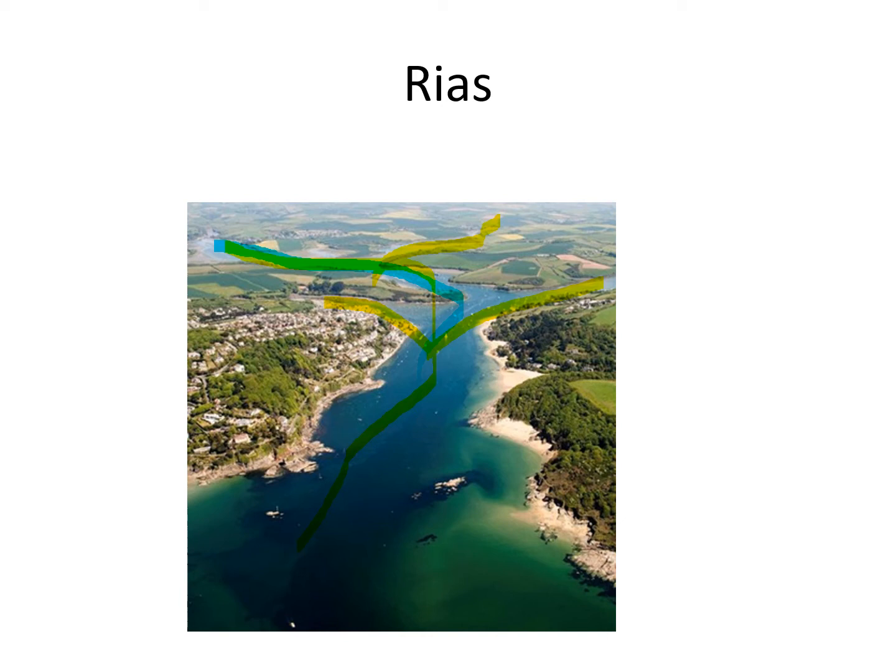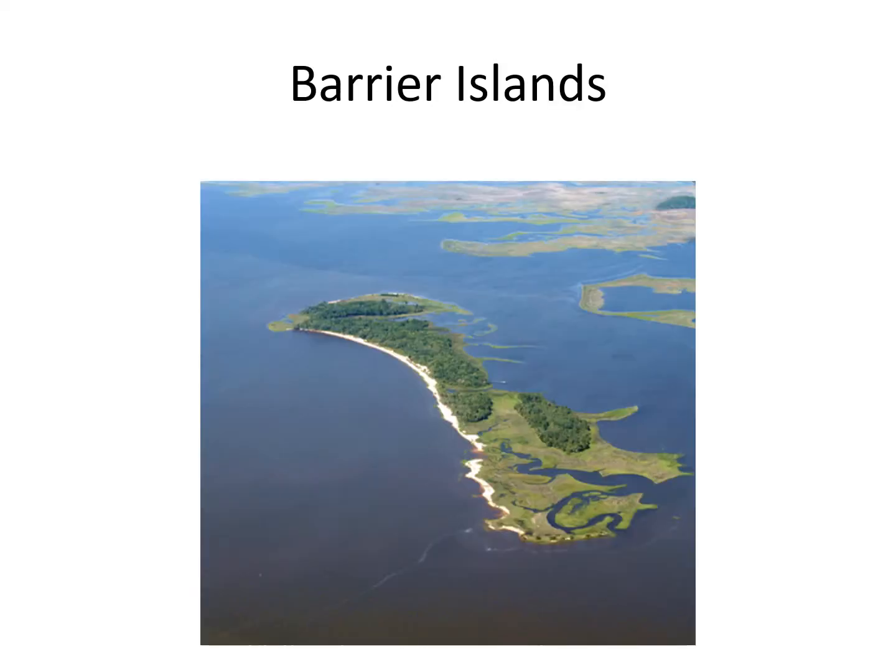And then what's happened is as the sea level has risen, it's flooded the estuary and gone up the river to form this sort of ria. So like I said, very typical submergent coast form found on the south coast, particularly southwest of the UK.